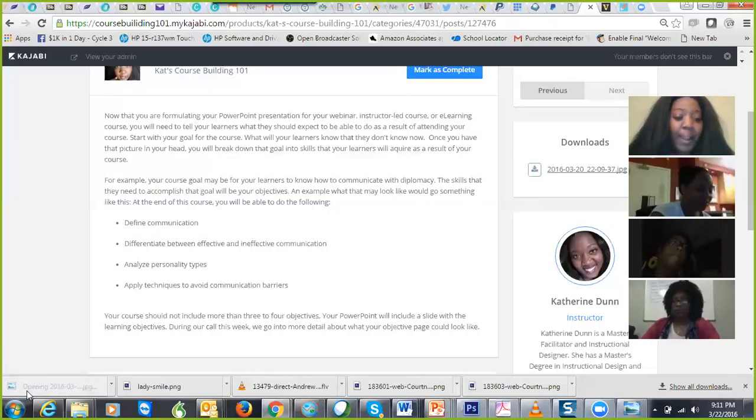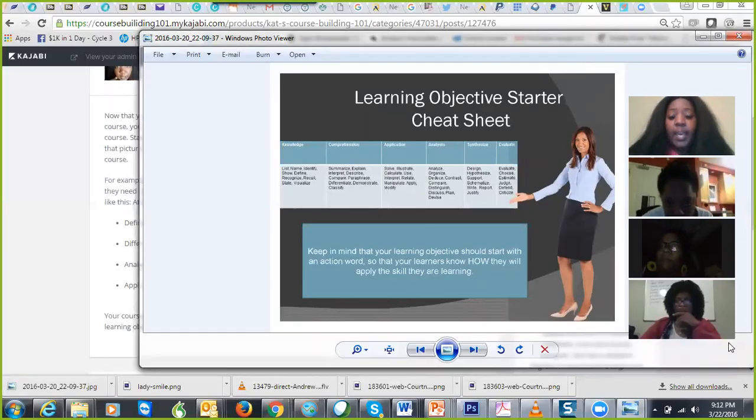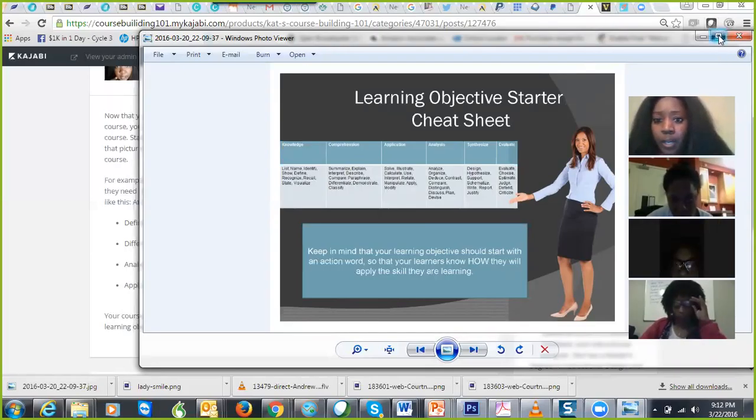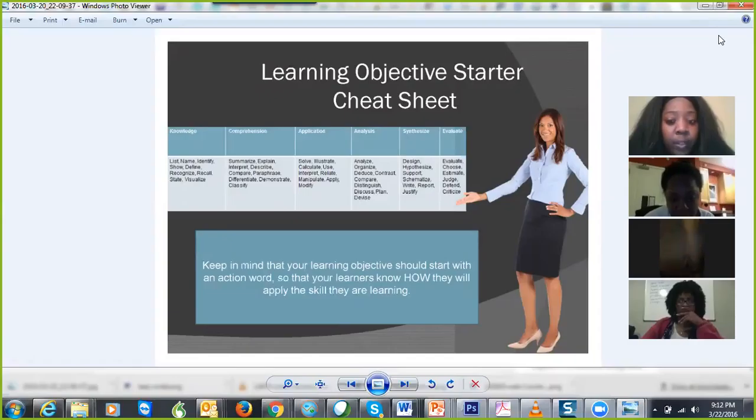All right, so this is the download that I included in this particular lesson. It's a cheat sheet for your learning objectives. Hopefully you guys can see that. I wanted to go over this in a little bit of detail because I want you all to understand how to use it, so that when you start working on this course or your next course, you can refer back to it. This is a great cheat sheet, okay? So let's go through each one of the categories.